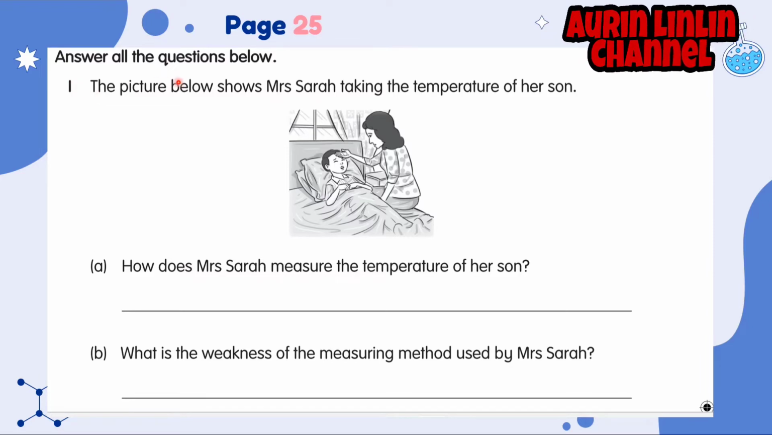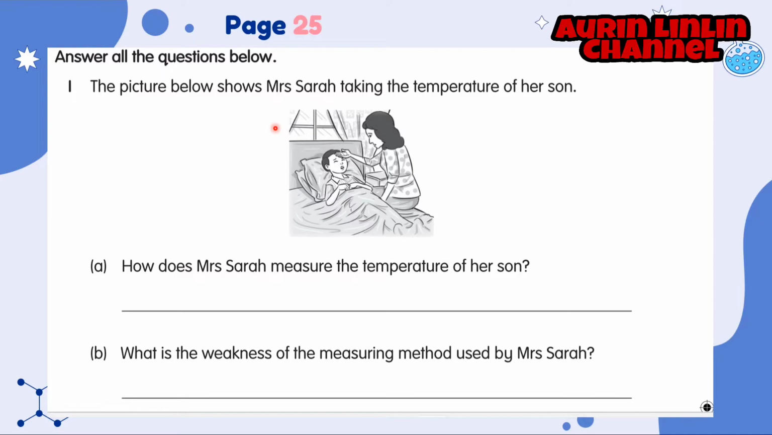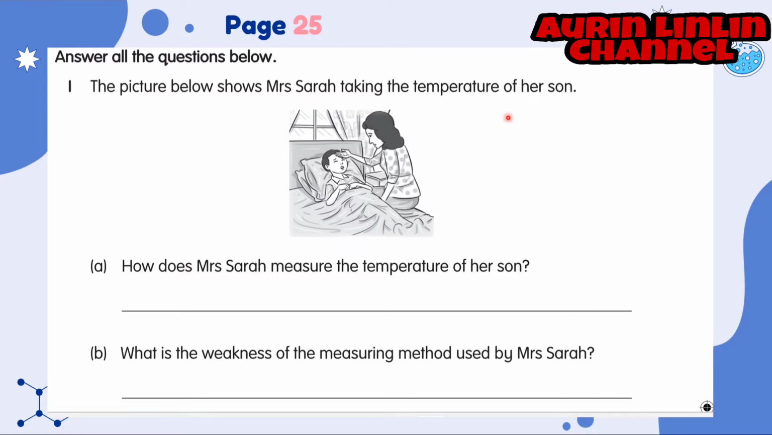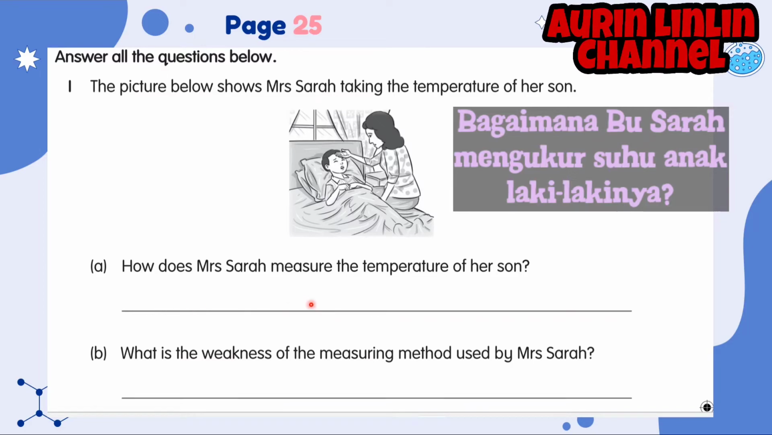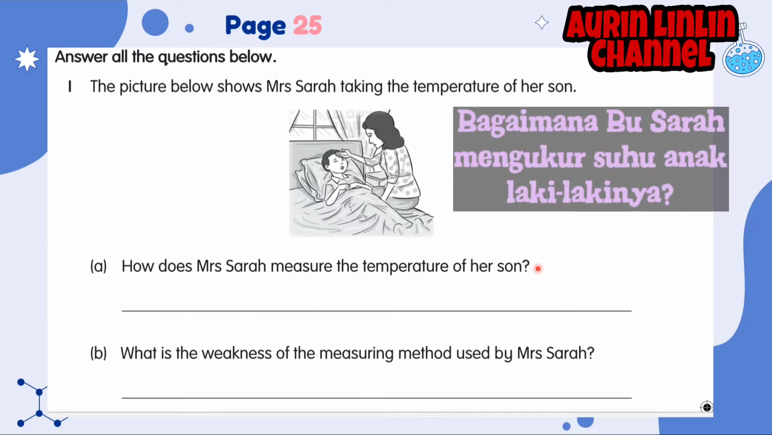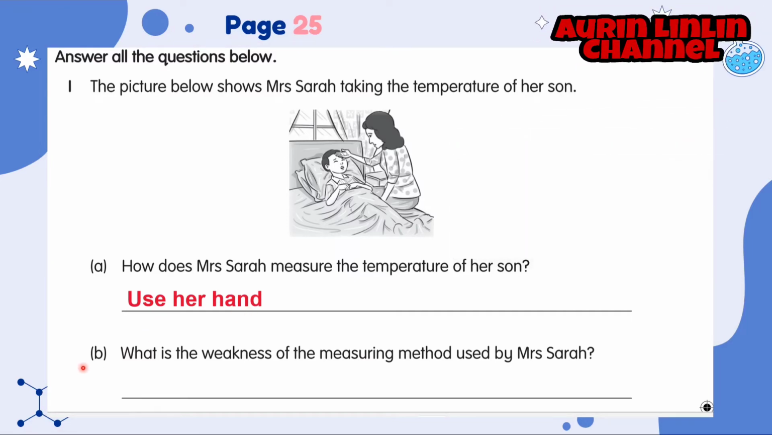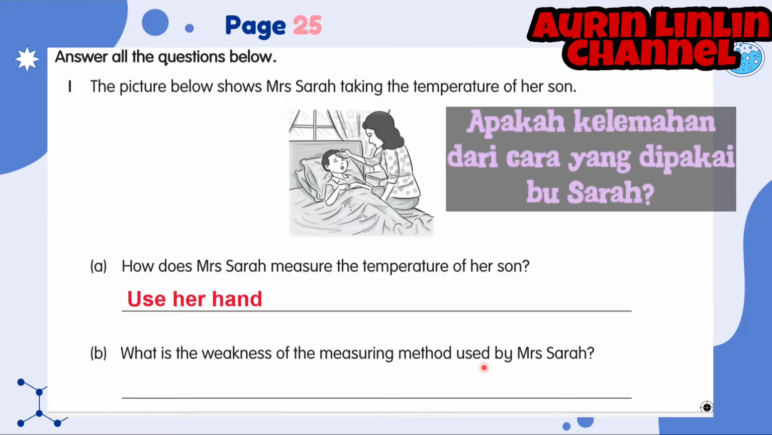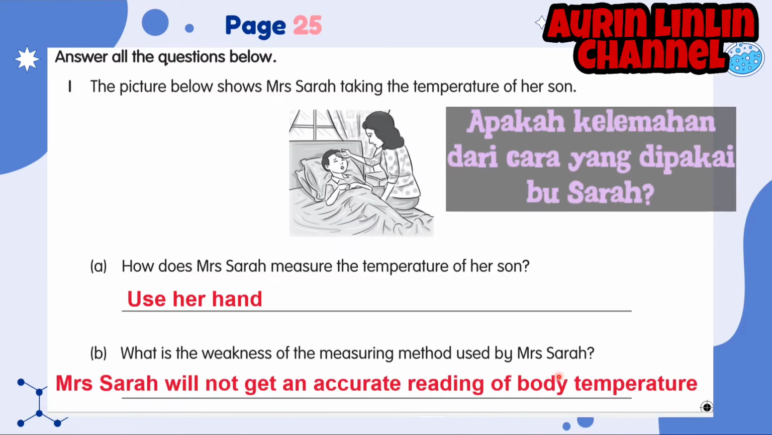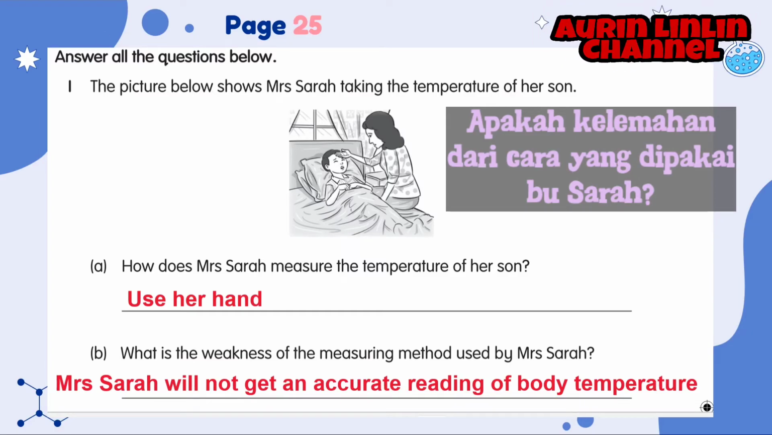Next, answer all the questions below. Number 1. The picture below shows Mrs. Sarah taking the temperature of her son. Question A. How does Mrs. Sarah measure the temperature of her son? And the answer is use her hand. Question B. What is the weakness of the measuring method used by Mrs. Sarah? And the answer is Mrs. Sarah will not get an accurate reading of body temperature.